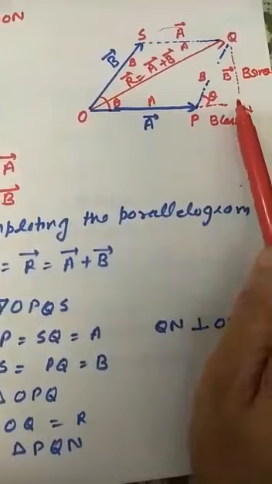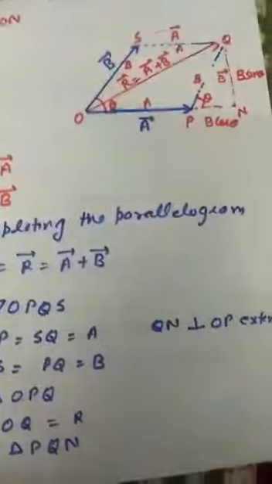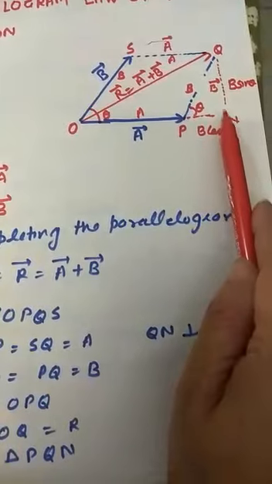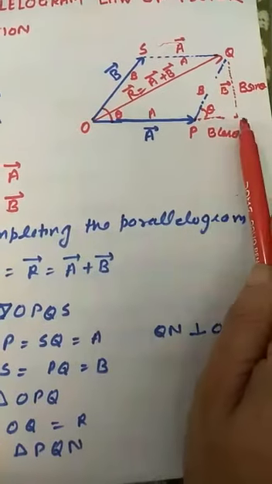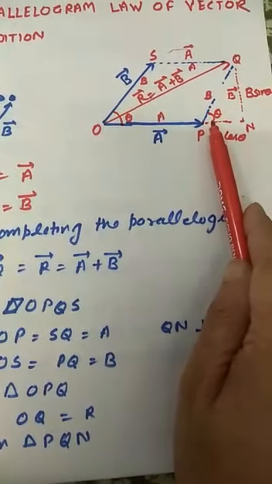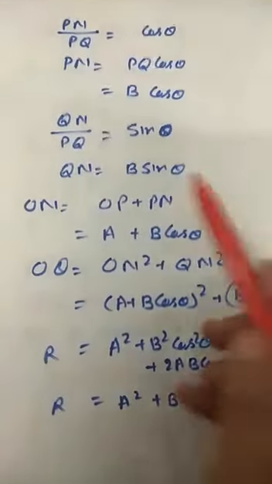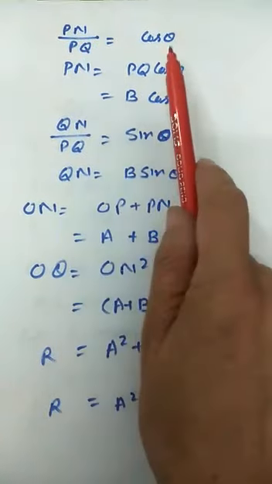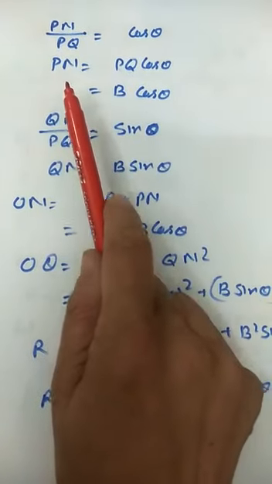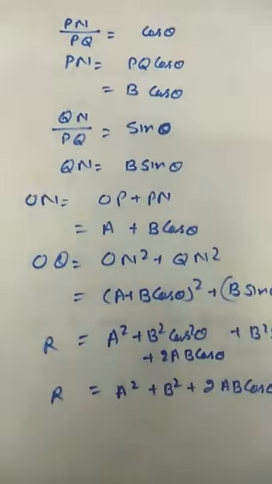From Q we draw a perpendicular QN and extend OP. In this triangle, PN upon PQ is cos theta, and QN upon PQ is sin theta. In this way we find PN is equal to B cos theta and QN is equal to B sin theta.